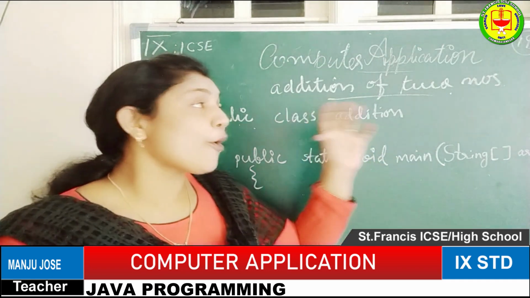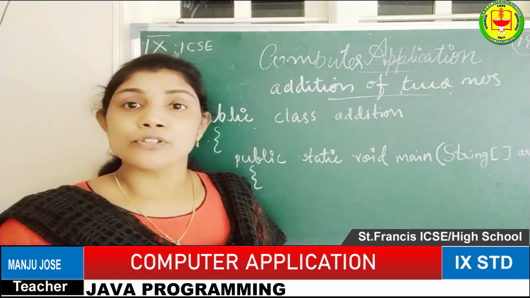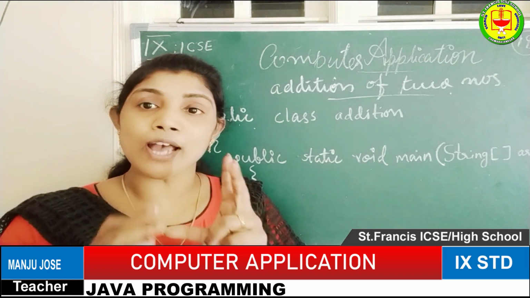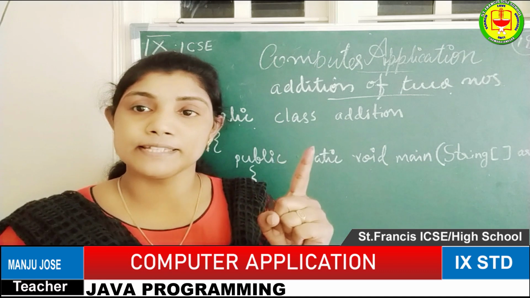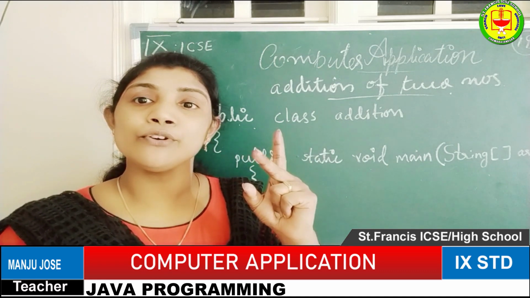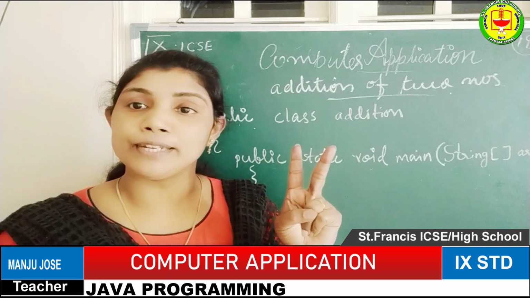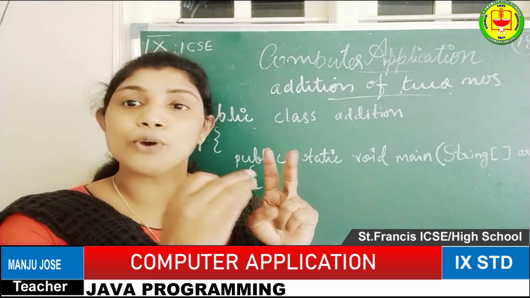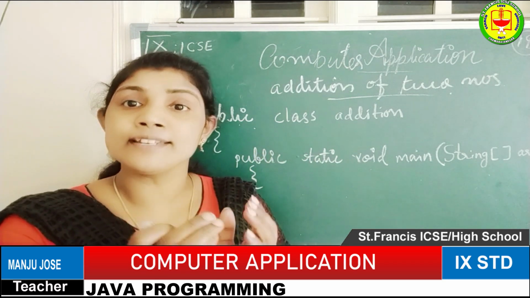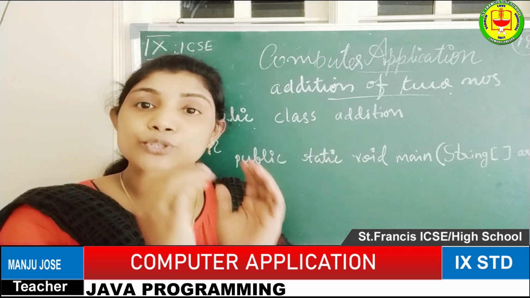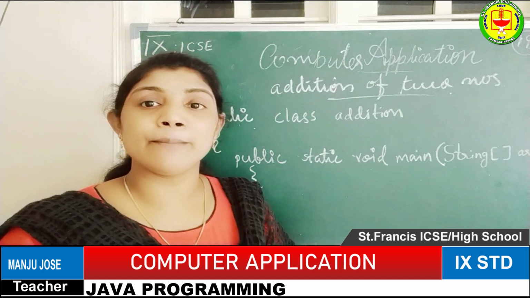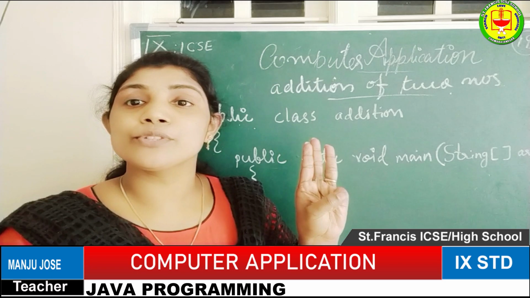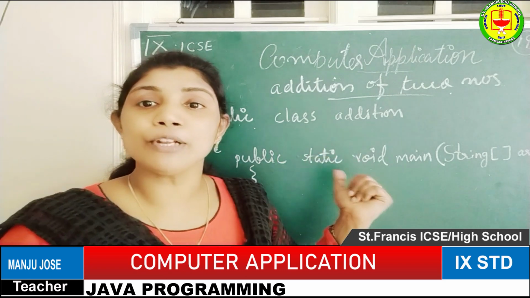So how many variables do we need here? Addition of two numbers means we have to input two values. The first value goes into the first variable. For the second value, you need to use one more variable. These two values you have to add, and the result should be stored in some other variable. For that we need one more variable, so totally we are using three variables. Then we can see how it will look.